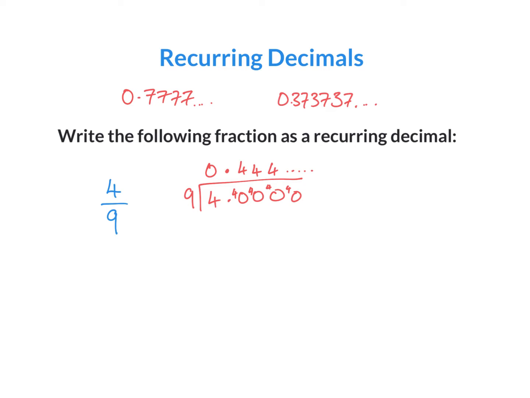So what we could say is that 4/9 is equal to 0.4444, and we would just keep those 4s going. But the way that we write that mathematically sometimes is 0.4, and we put a little dot over the 4. And that little dot just signifies that the 4 is recurring. The 4 happens time and time again.